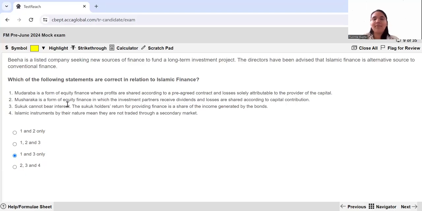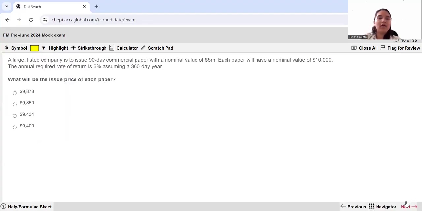Islamic instruments are basically the instruments which are there so that they follow all of the principles of the Sharia law in Islam. It is not necessary that they will not be traded on a secondary market. Hence, this statement is also incorrect. So 1 and 3 is your answer. Moving ahead to question number 10 now.